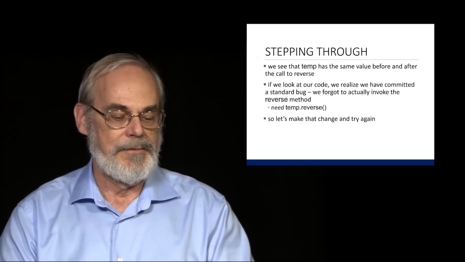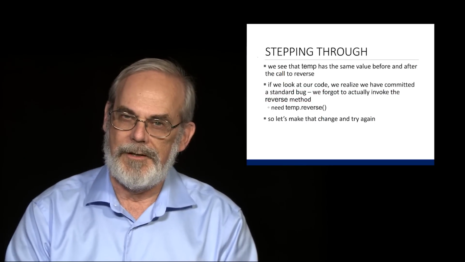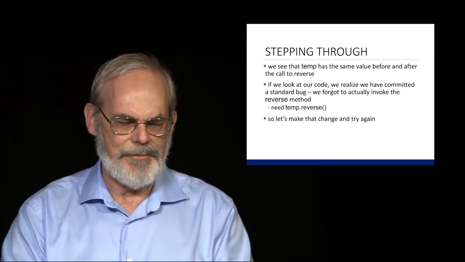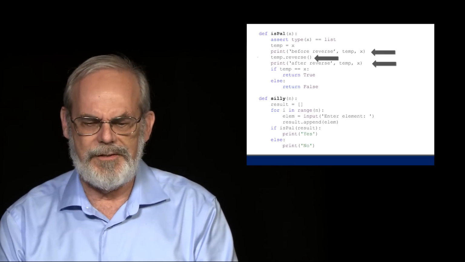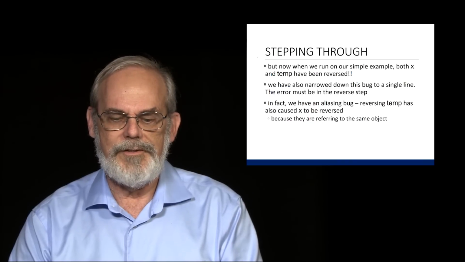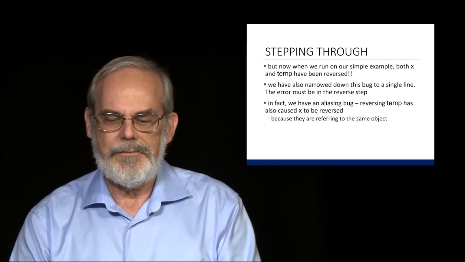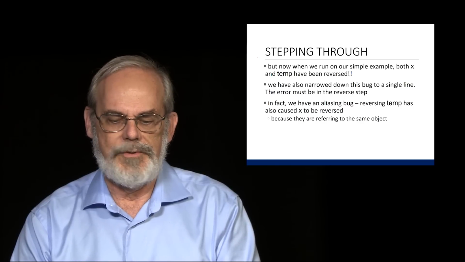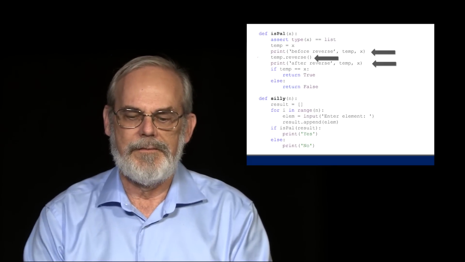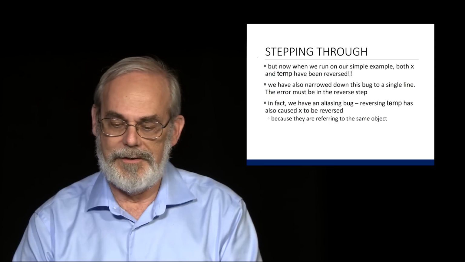Because now temp and X were the same beforehand, now both of them are reversed. Crap, what happened? I got a reversal, but I got both of them reversed. So putting that in led to having both of them reversed. And now we've simply narrowed it down to a single line. The error must be in that line where I did the call. And I can actually figure out what it is.